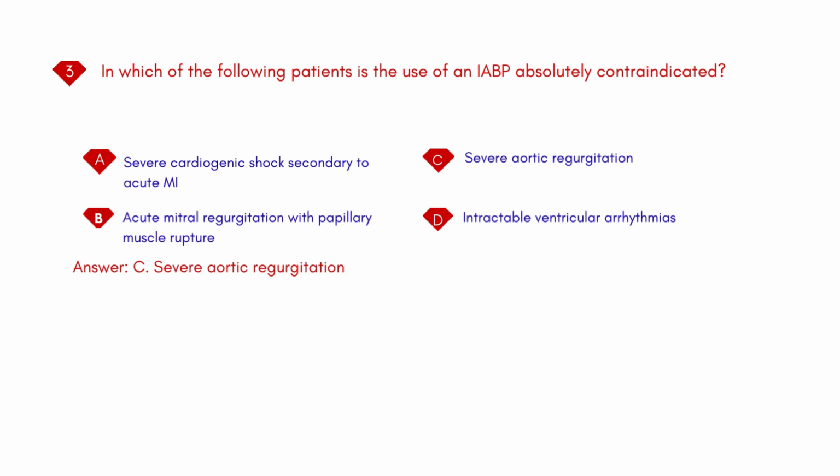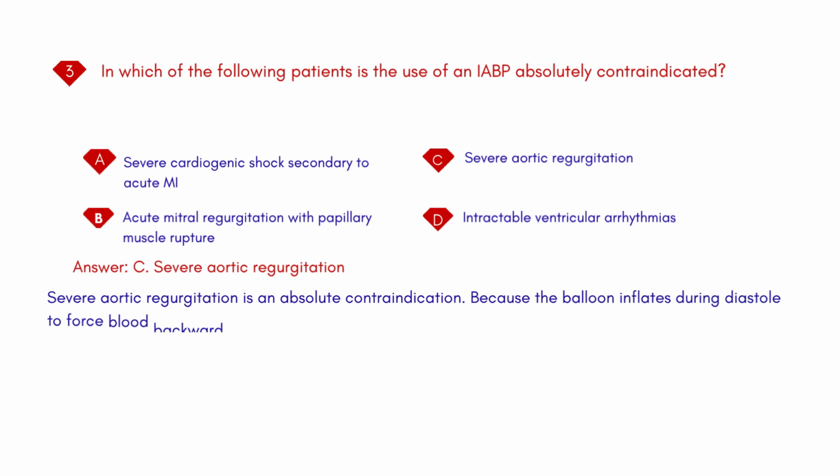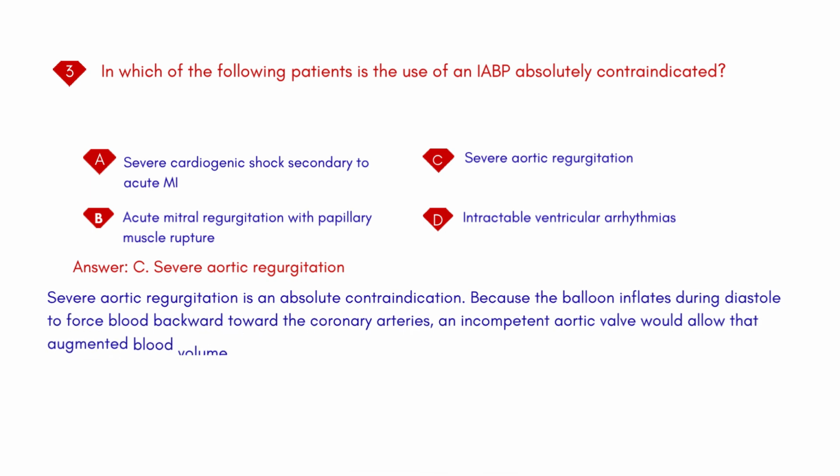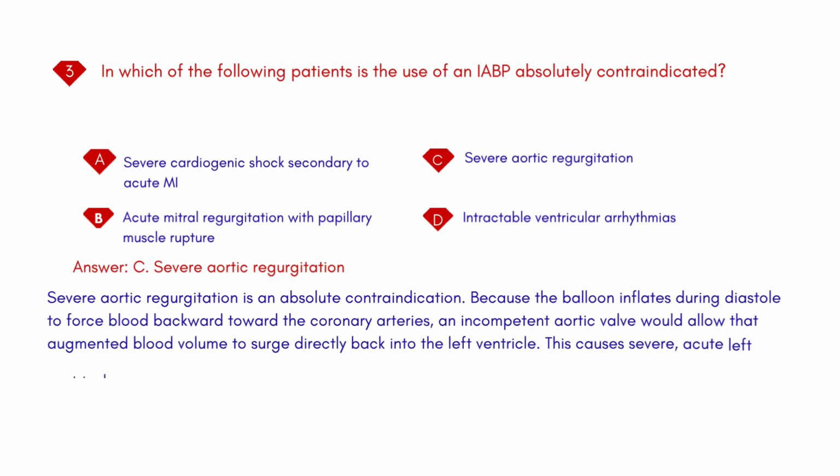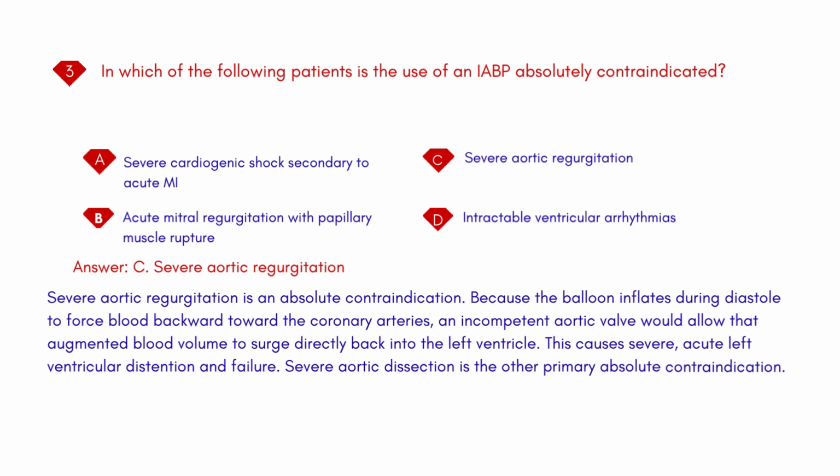Severe aortic regurgitation. Explanation: severe aortic regurgitation is an absolute contraindication. Because the balloon inflates during diastole to force blood backward toward the coronary arteries, an incompetent aortic valve would allow that augmented blood volume to surge directly back into the left ventricle. This causes severe, acute left ventricular distension and failure. Severe aortic dissection is the other primary absolute contraindication.